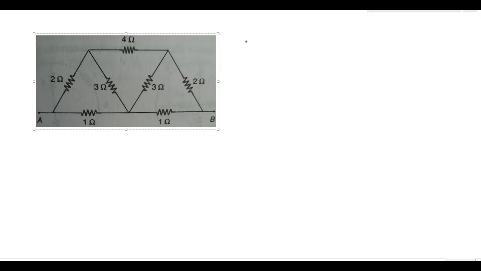Now method 2, that is, we will use the star-delta transformation here. Method 2. How? We will transform this delta network of three resistances. Let's say this is R1, this is R2, and this is R3.